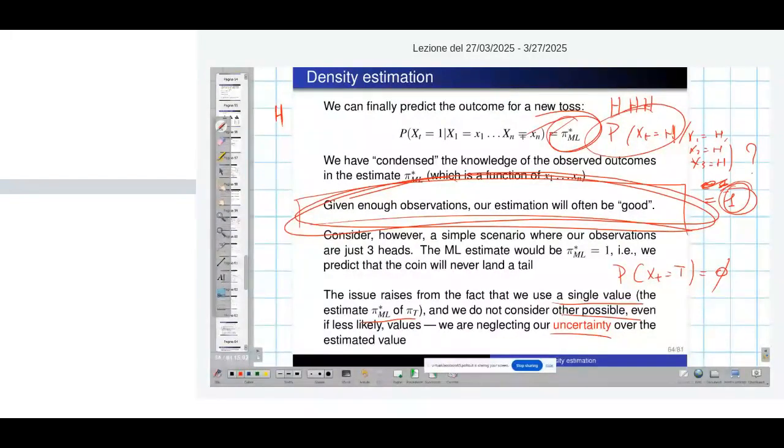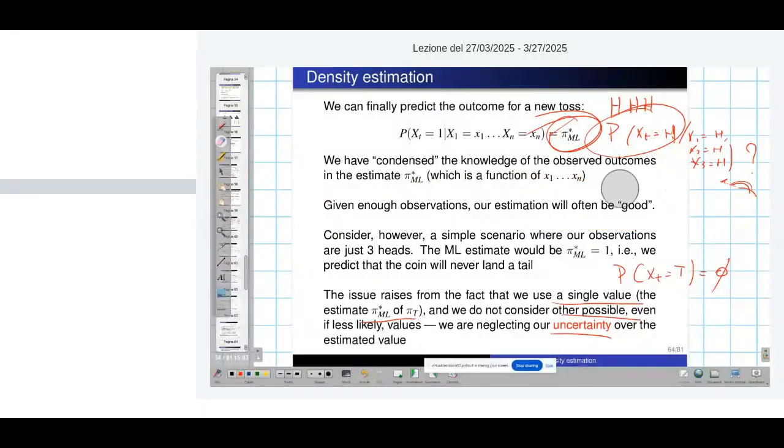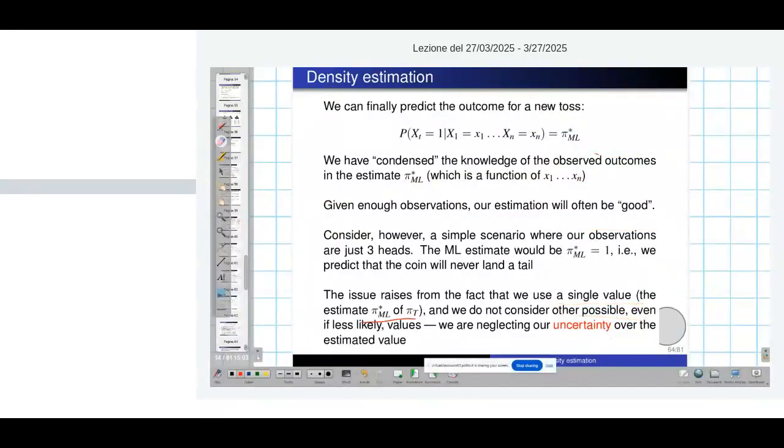Why? Because the frequentist approach says the maximum likelihood estimate, or any other estimate that I can compute from my training set, is the exact value that I need to use.